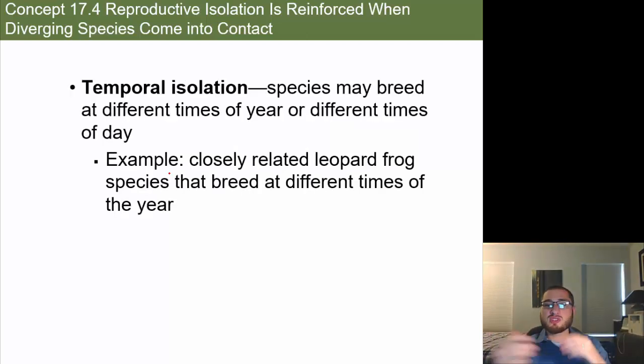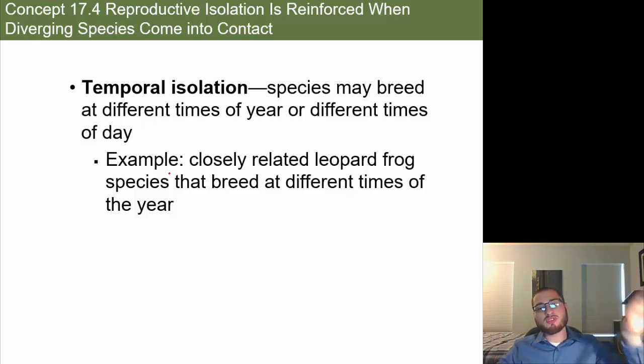You have temporal isolation, where species may breed at different times of year or different times of day. So you have closely related leopard frog species that breed at different times of the year. Although they probably initially could have interbred, these two different groups are going to choose to breed at different times of the year. So the male that likes to breed at one time of the year in one of the groups is never going to breed with the female of the other group because she's looking to breed at a different time.